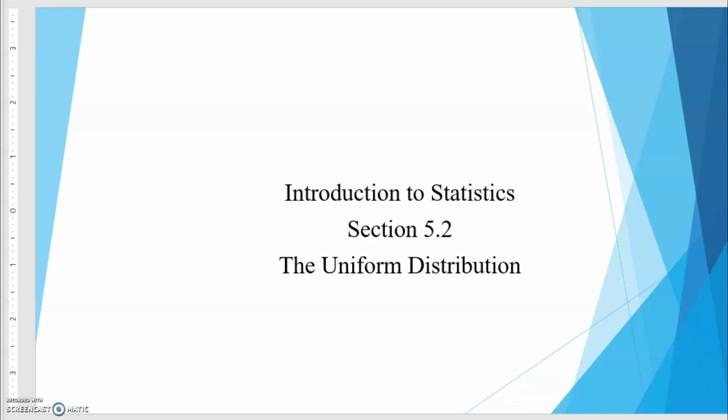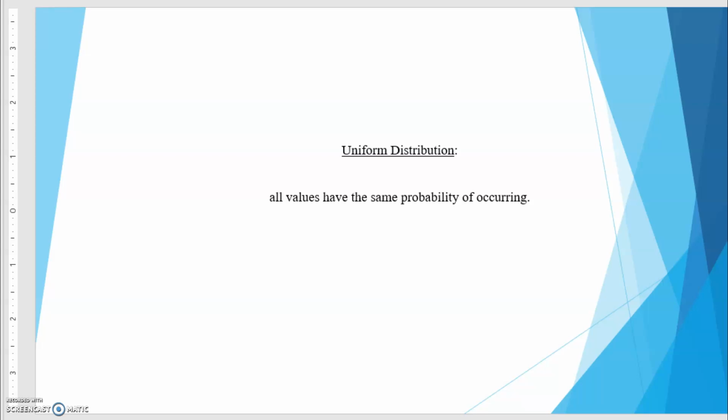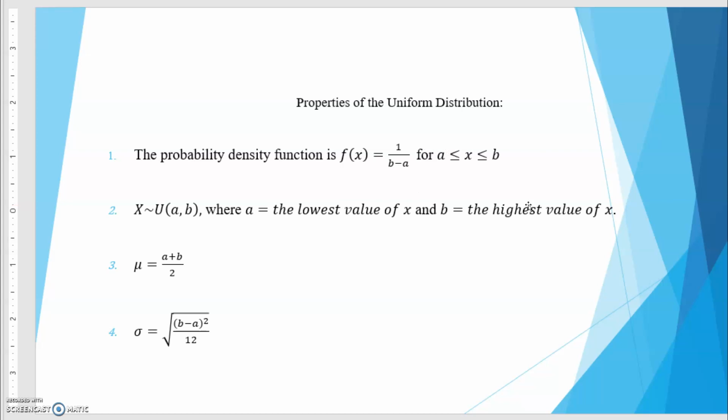All right, section 5.2, we're talking about the uniform distribution. The uniform distribution means that all the values have the same probability of occurring. It's all uniform. Okay, some properties of a uniform distribution.